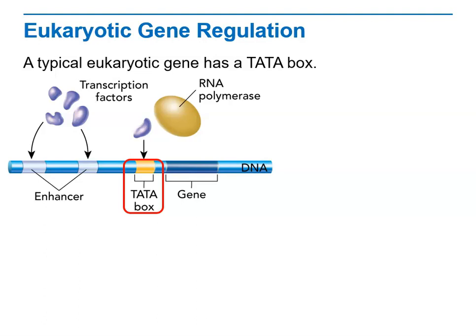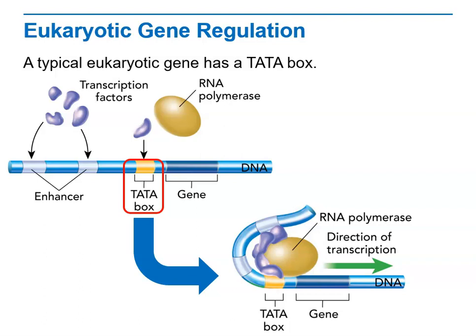One of the most interesting features of a typical eukaryotic gene is the TATA box. The TATA box is a short region of DNA, about 25 or 30 base pairs before the start of a gene. This region contains the sequence TATATA or TATAAA. The TATA box binds a protein that helps position RNA polymerase by marking a point just before the beginning of the gene.